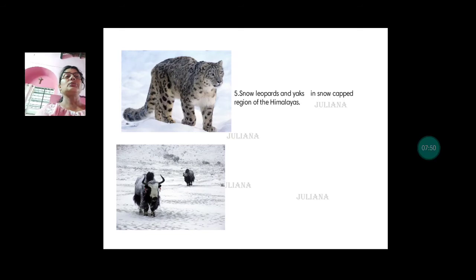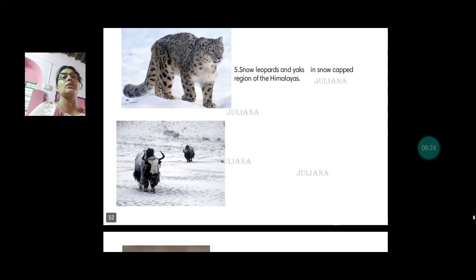India too has snow leopards and yaks. Now, Brazil does not have much land covered by snow, so I'm a little doubtful now. Did we read snow leopards there? I don't think we read about snow leopards because Brazil does not have snow. So there's no question of snow leopards in Brazil. But India has the Himalayas, snow-covered regions. So we have snow leopards and yaks. Yaks will not be found in Brazil. These are found in the snow regions of the Himalayas. Yak is shown in the picture below.